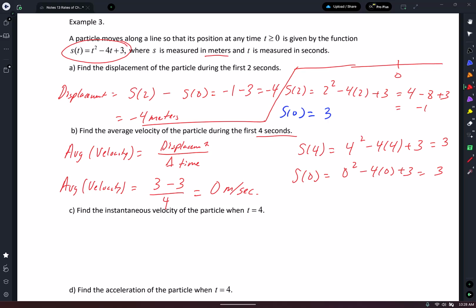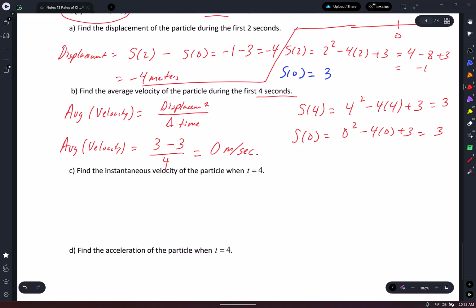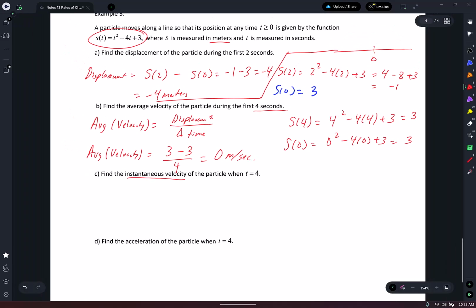All right, here we go. Nothing crazy. And it says find the instantaneous velocity of the particle when t equals 4. Okay. They want the instantaneous velocity. So for that, I'm going to have to do a what? Derivative. Derivative of what?